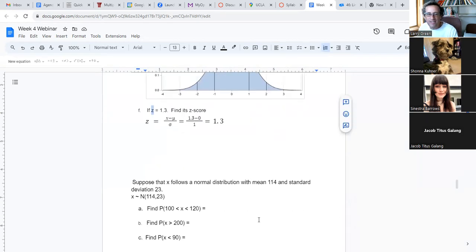All right, ready for some other examples? Okay, suppose that x follows a normal distribution with mean 114 and standard deviation 23. The way you write that is x tilde N(114, 23), which means x has a normal distribution, 114 is the mean, and 23 is the standard deviation. So the first question is find the probability that x is between 100 and 120.